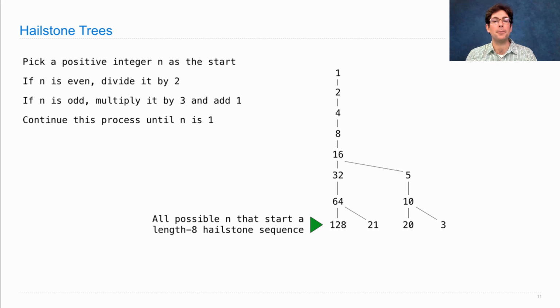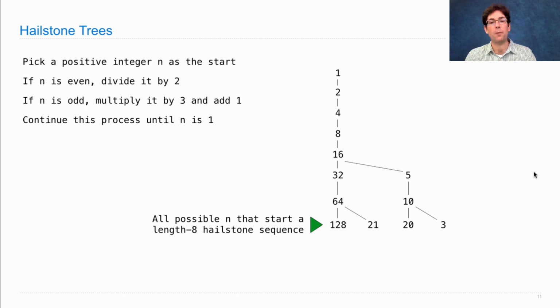These are all possible ends that you can use to start your hailstone sequence that result in a sequence of length 8. And we've placed them into a tree to show exactly what happens next. The tree can be constructed by running the hailstone sequence process backwards. Instead of dividing by 2, we double. Instead of multiplying by 3 and adding 1, we subtract 1 to get 15 and then divide by 3 to get 5.